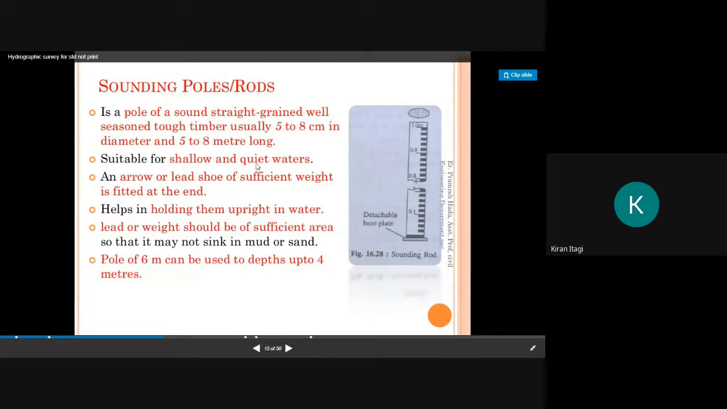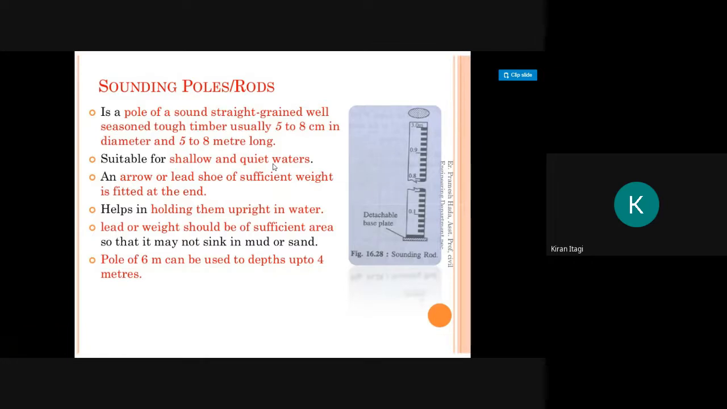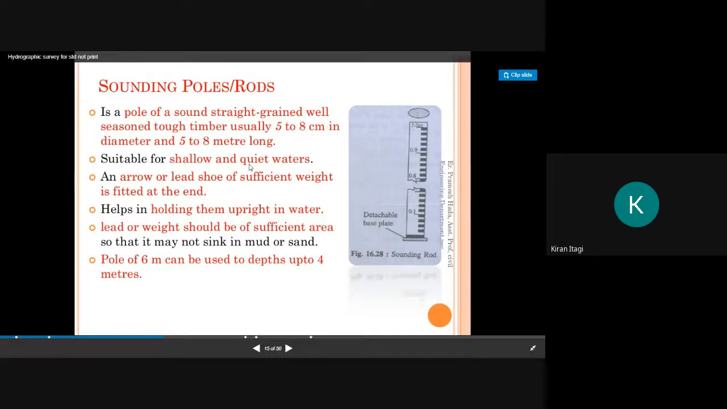Suitable for shallow and quiet water. Shallow means the depth of the water is less. We'll call it shallow, and the water is quiet. If it is flooded, the staff will bend. It will bend in an inclined way. It will not go in straight.